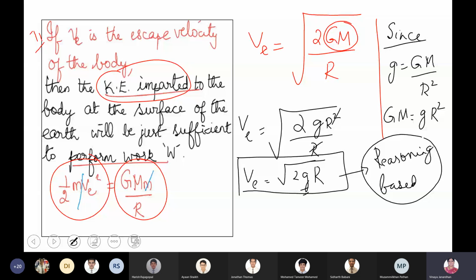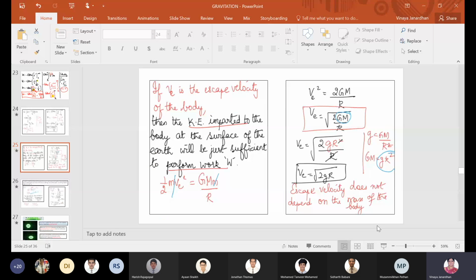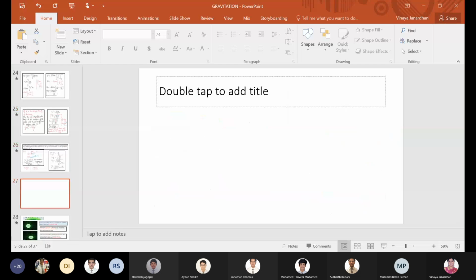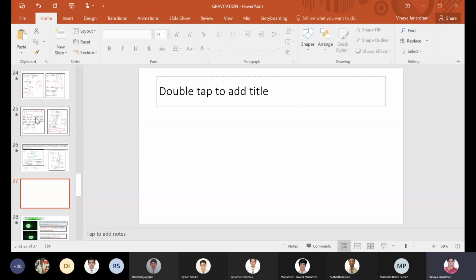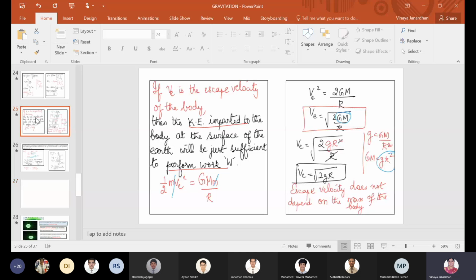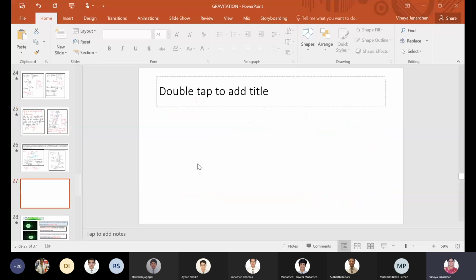We'll go for numerical on orbital velocity. I'll read it out. Boys, those who haven't copied, please put a message. You want to take a screenshot, you take the screenshot and put it, or else can someone take the screenshot? Yes, boys. Now I'll read out the question.